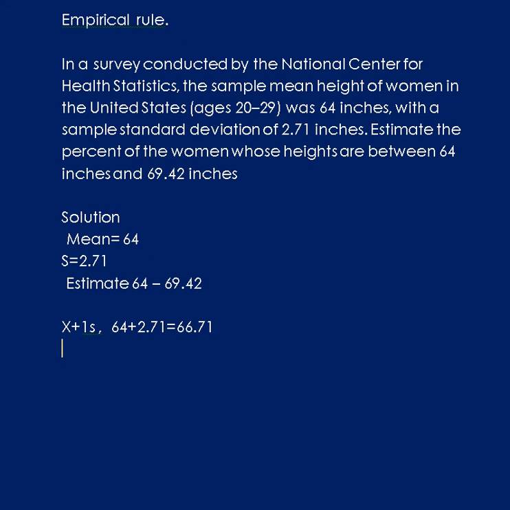And then let's take the next one, which is 2 standard deviations away from the mean, and that gives us what? 64 plus 2 times 2.71, which is 5.42, and the total is going to give us 69.4. So we have these values here. We are asked to estimate values from 64 to 69.42.